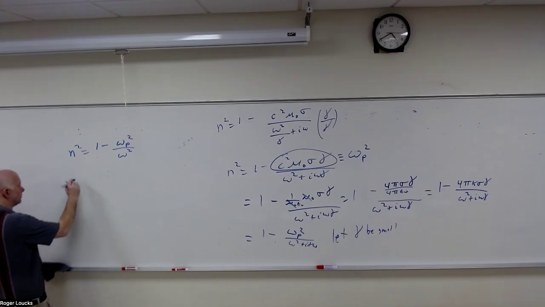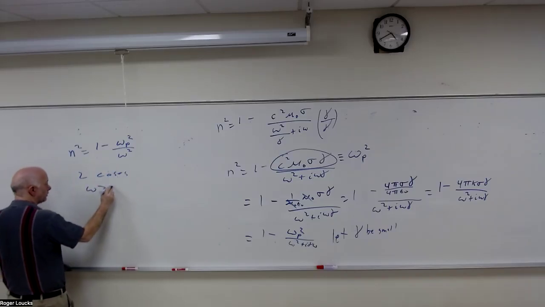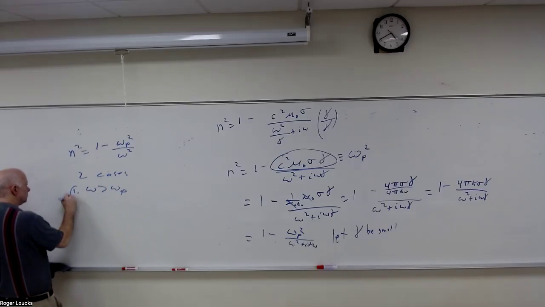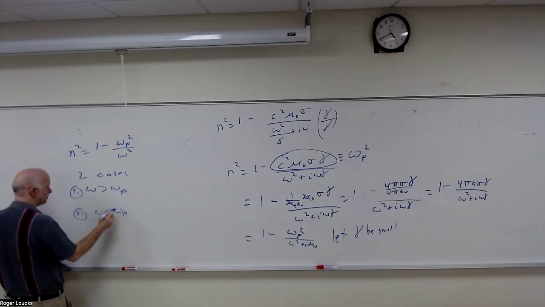Now, we're going to look at two cases: omega greater than omega p, and omega less than omega p.